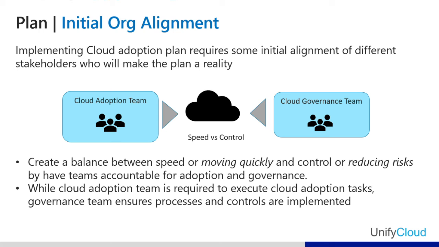One is focused on cloud implementation, and definitely you need a larger team because a lot of people are required to move assets from on-premises to cloud or modernize assets. But you also need a smaller cloud governance team, which is focused mostly on the governance part of this. Are we following all the standards? Are we following all the compliances? It is important that we do this org alignment to create a balance between speed and control.